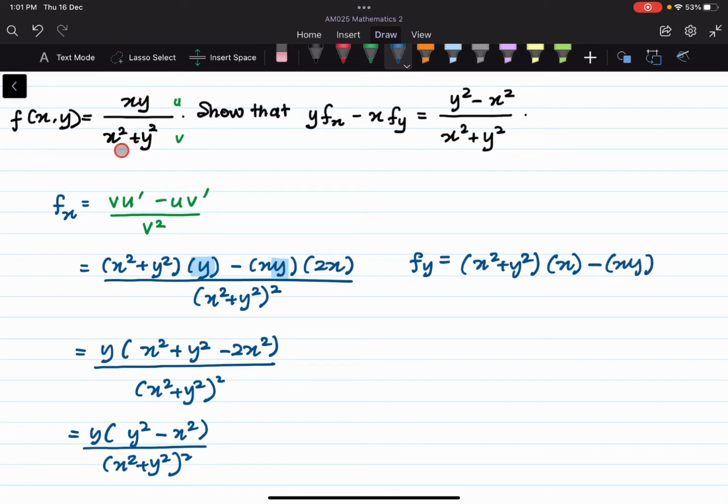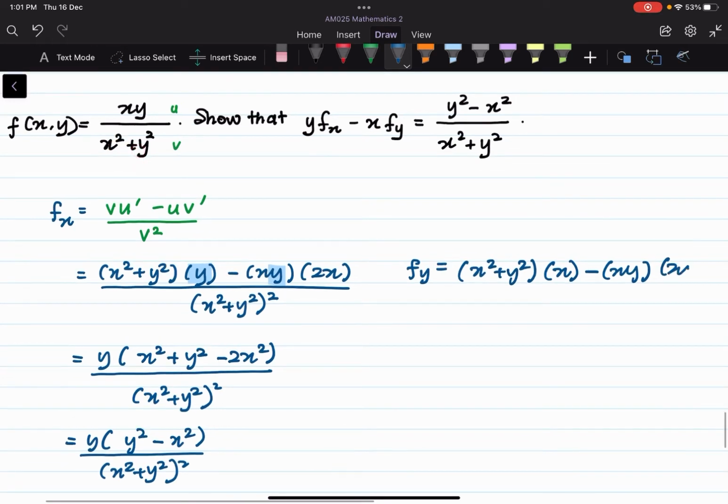Differentiate x squared plus y squared with respect to y: x squared is a constant, so differentiate x squared with respect to y is 0. Differentiate y squared with respect to y is 2y. Divide by x squared plus y squared, squared.